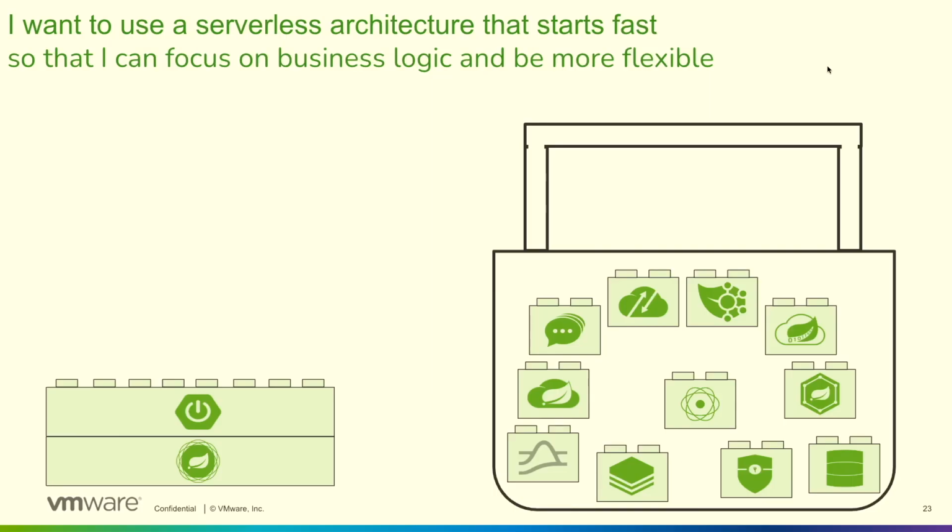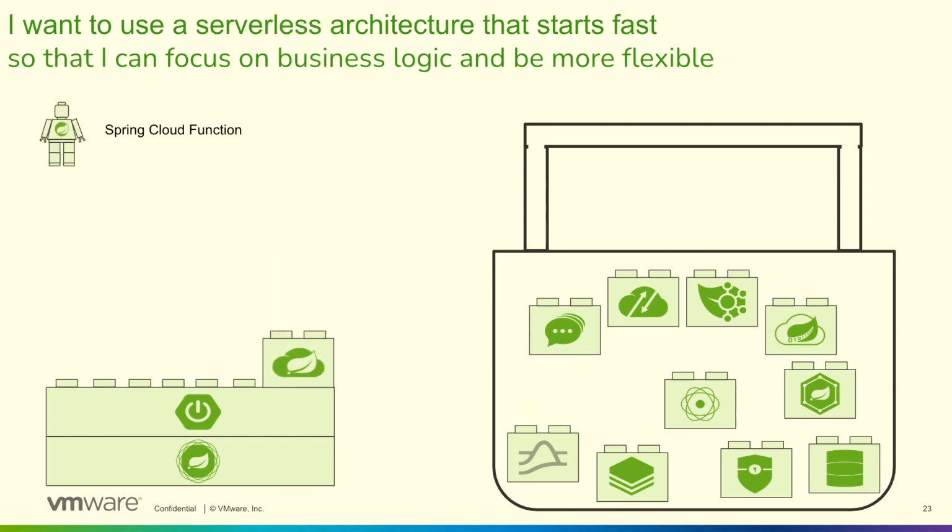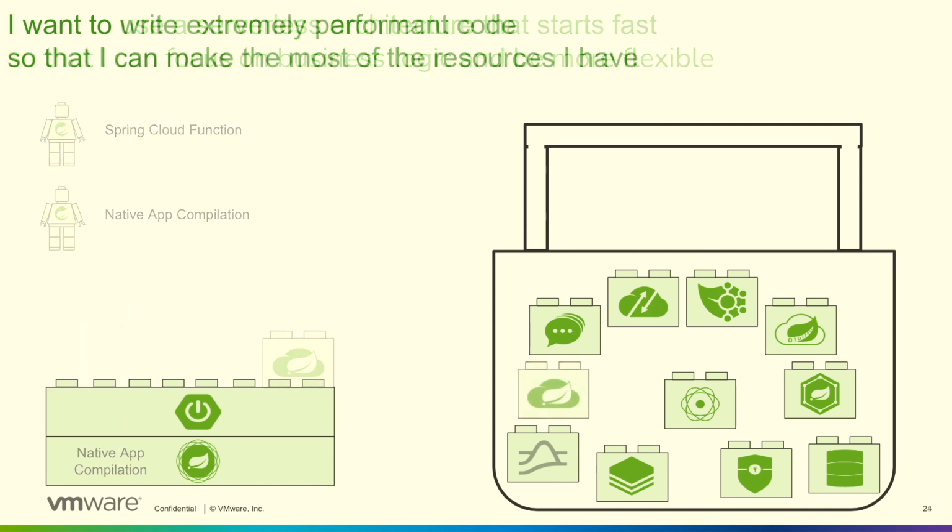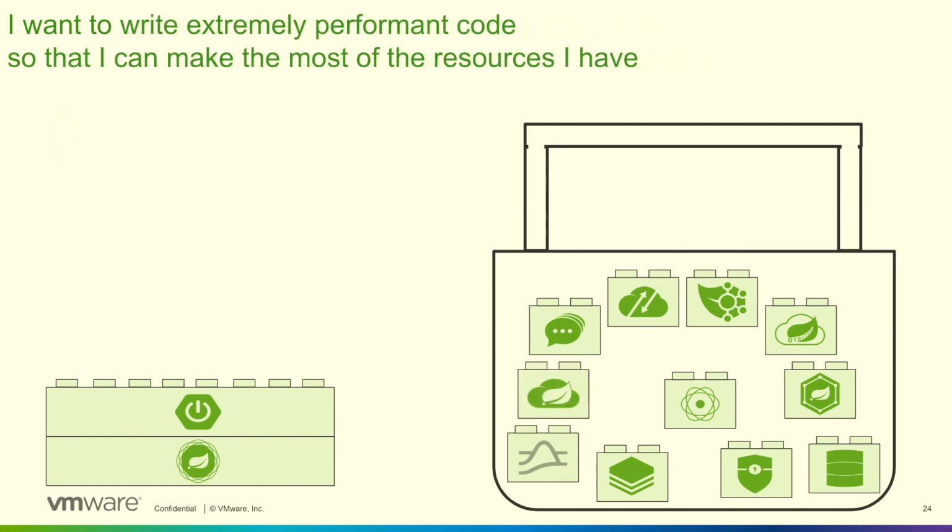So we've talked about how we can make apps start a little faster and take a little less memory. Do you have any ideas on how we can maybe make our apps a little bit more performant? Yeah, one way we can do that is to adopt reactive programming. Reactive programming is a way that you can leverage non-blocking I/O so that you can get more throughput out of your applications.